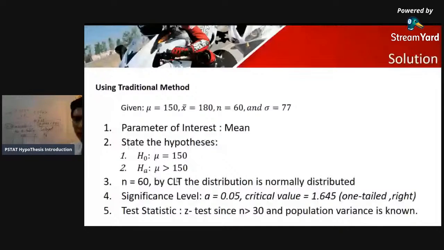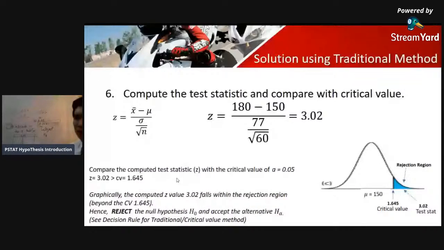So this is the solution, 3.02. Compare the Z test 3.02 versus your alpha critical value, 1.645. The Z test is greater than the critical value. So it falls under the rejection region. Our decision now is to reject the null hypothesis. Interpretation: there is enough evidence to reject.